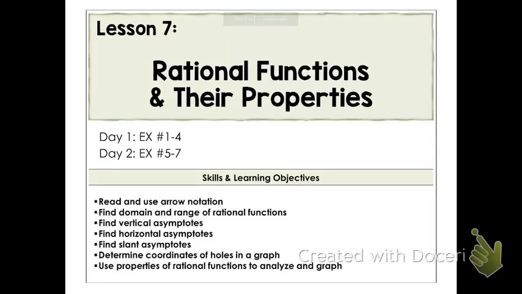All right, in lesson 7, rational functions and their properties. We're going to read and use arrow notation. We're going to find domain and range of rational functions. We're going to find vertical, horizontal, and slant asymptotes. We're going to determine coordinates of holes in a graph, and we're going to use the properties of rational functions to analyze and graph.